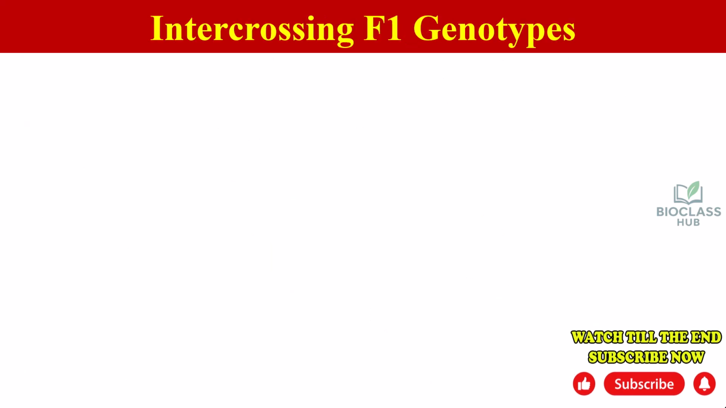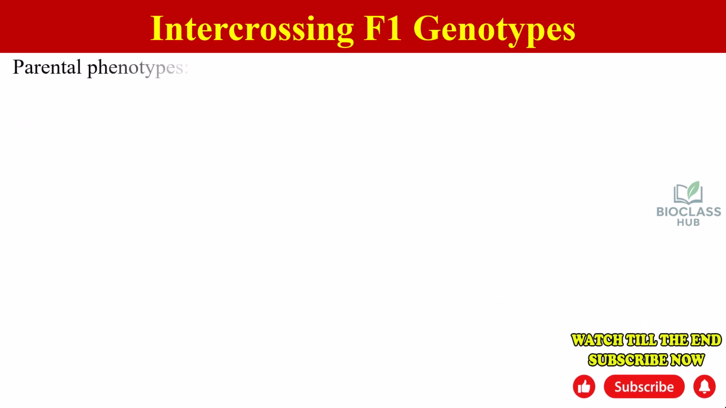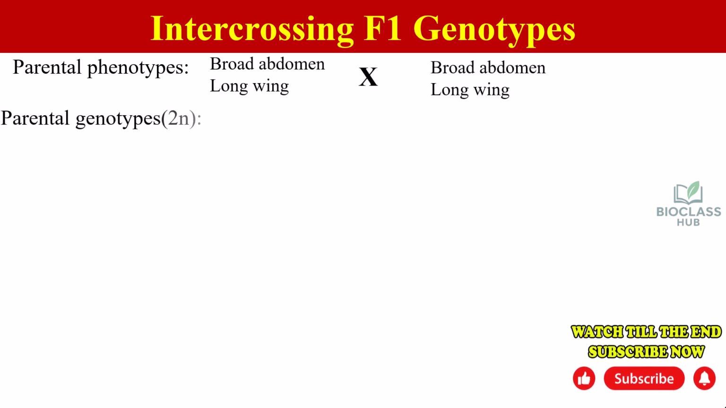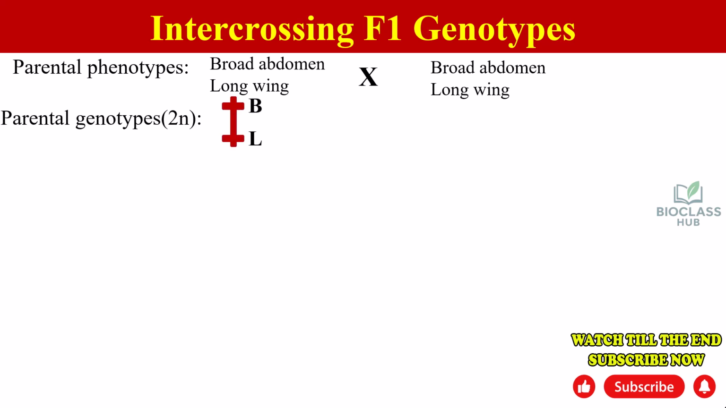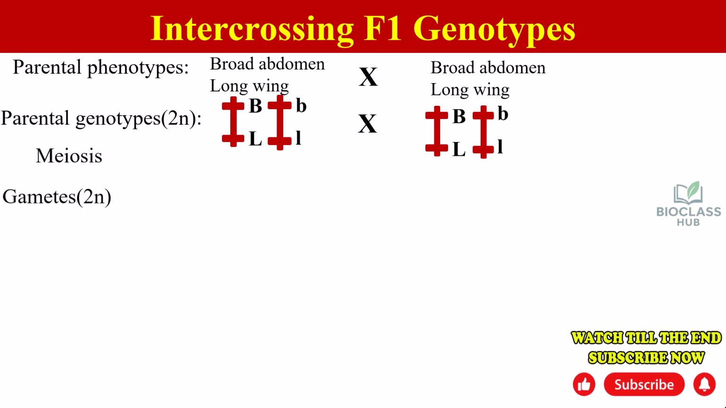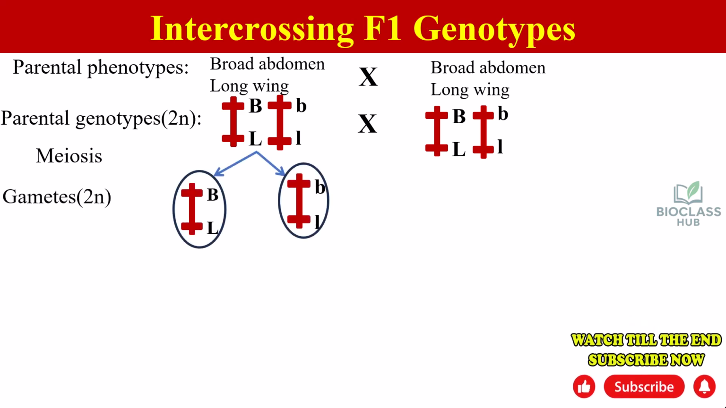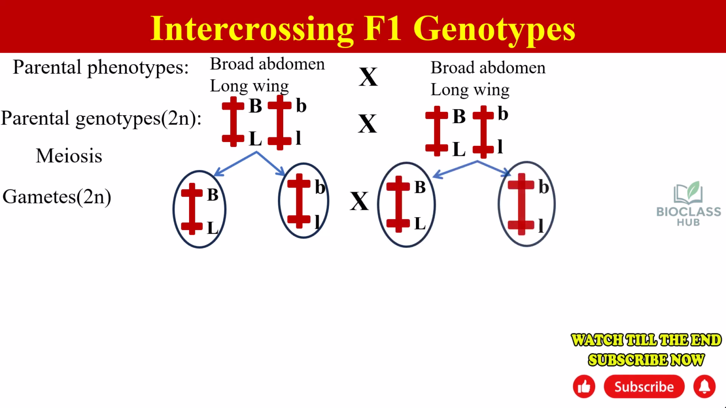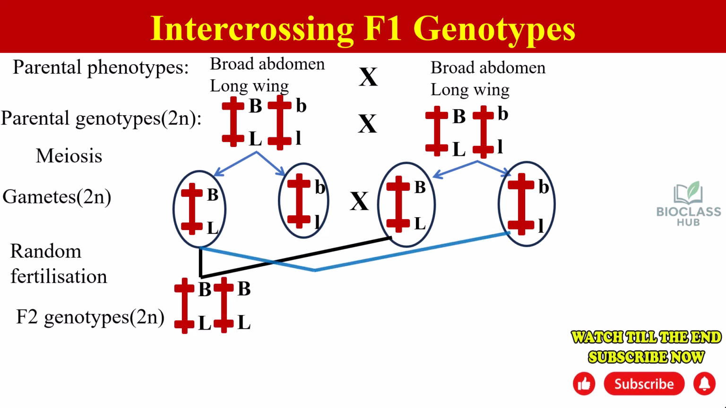Intercrossing F1 genotypes to form the second filial generation. Parental phenotypes: both have broad abdomens with long wings. Parental genotypes: both are heterozygotes. Meiosis leads to the formation of gametes. Gametes are formed. Random fertilization to form the F2 genotypes. We cross and we obtain the following combinations.